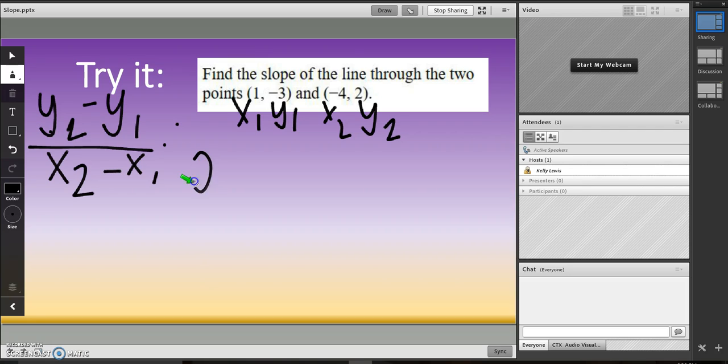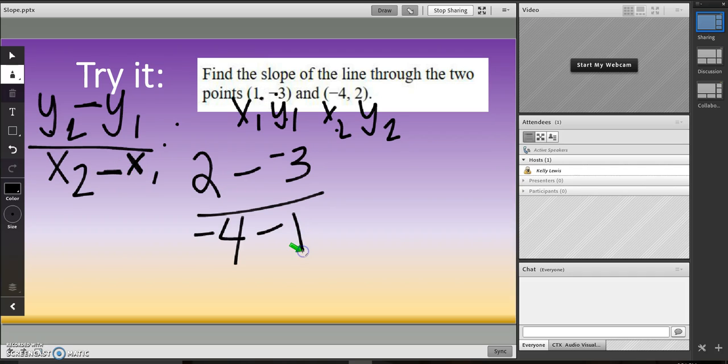So it says y2, the value of y2 is 2. Then there's a minus sign, and then it says y1, so I'm going to write minus 3, over, and then it says x2, and that's negative 4. And then there's a minus sign, and then it says x1, and x1 is 1. All right, now I just need to simplify.